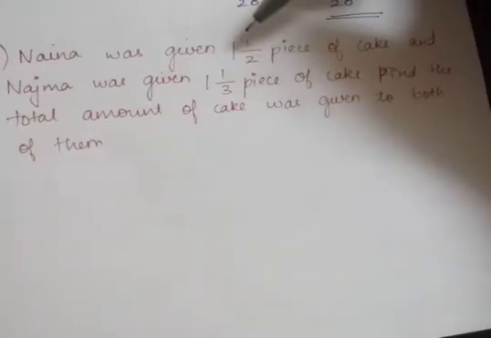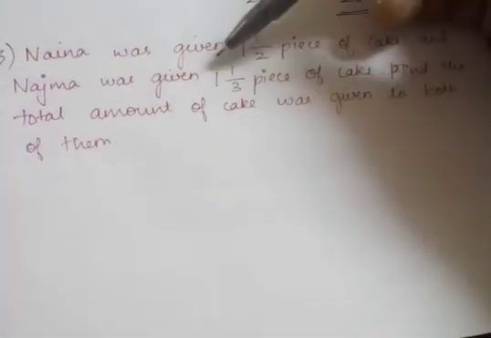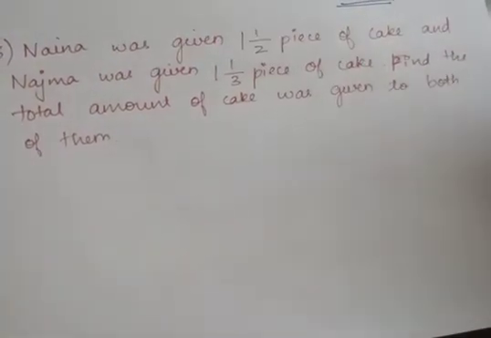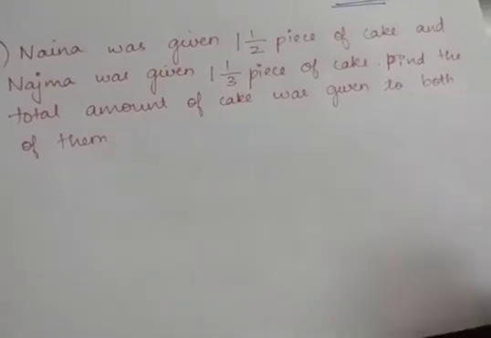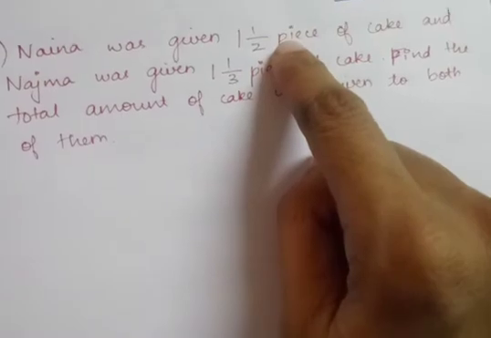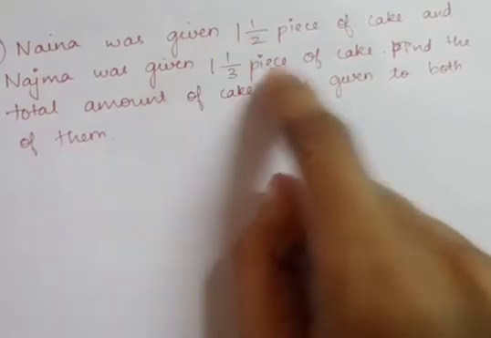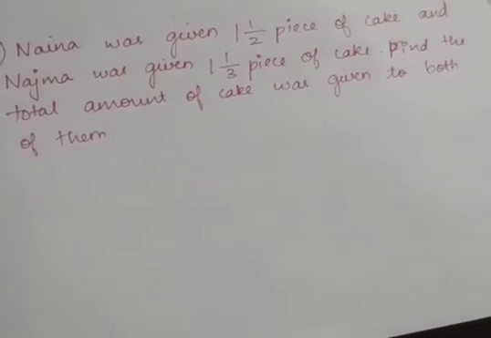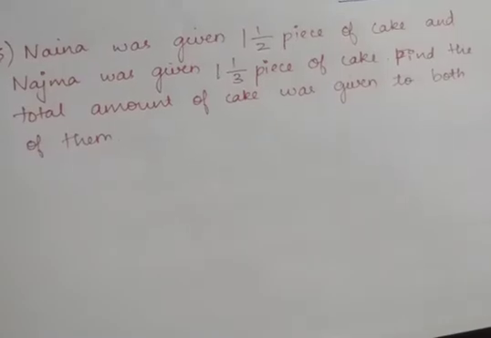Next is your third problem. Naina was given 1 by 2 piece of cake, and Najma was given 1 by 3 piece of cake. Find the total amount of cake given to both of them. So what we have to find? We should add it. That's all. The fraction of cake which is given here to Naina is 1 by 2. The fraction of cake which was given to Najma is 1 by 3. So if we want to find the total amount of cake, we are obviously in need of finding the total amount by using addition.